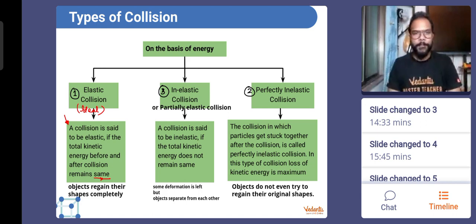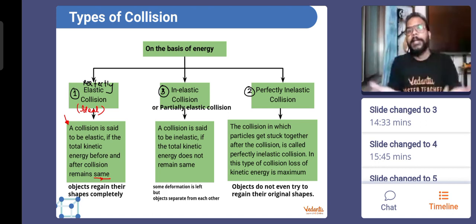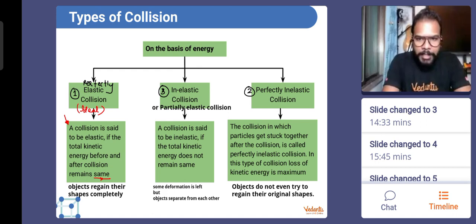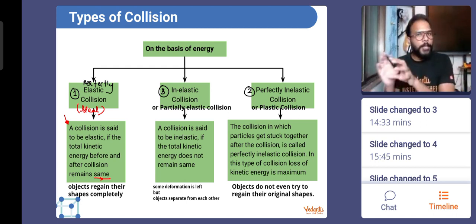Now try to read their names once again. Your understanding will become even better. Perfectly elastic collision: where material perfectly regains its shape. Perfectly inelastic collision doesn't even try to regain its shape. There's one more name for this also. It's also called plastic collision. Why it is called that, we are not going to get into the debate of that. But it is called perfectly inelastic and plastic collision both. Because they are not even trying to regain their shape, they are called perfectly inelastic collisions.